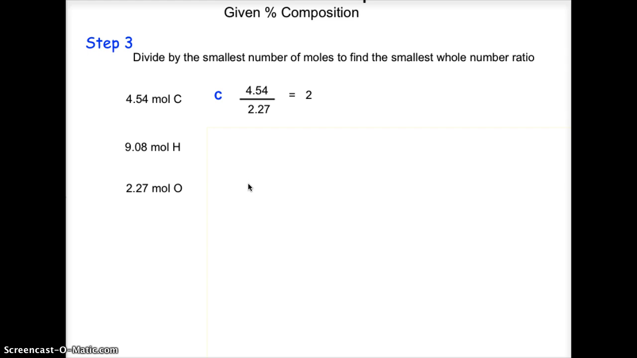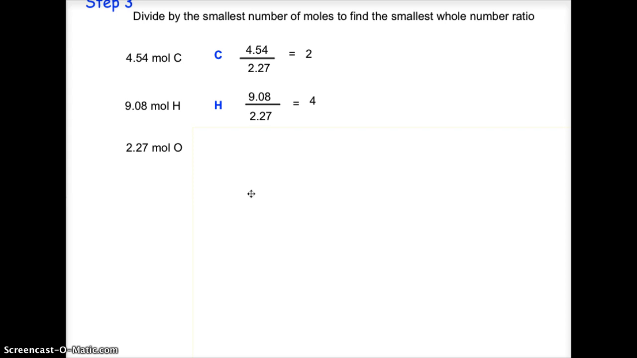So I take that carbon, the 4.54, divide by 2.27 and I get a number here of 2. When I do that to hydrogen, I get a value of 4. And when I do that with the oxygen, I get a value of 1 because 2.27 divided by 2.27 gives you a 1. These numbers now are the numbers of the smallest whole number ratio of the carbons, the hydrogens, and the oxygens in that compound.